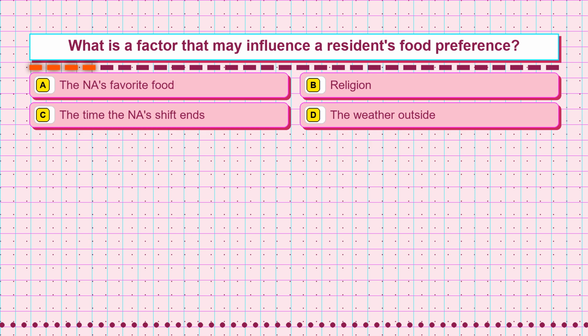Question 41. What is a factor that may influence a resident's food preference? Option A. The NA's favorite food. Option B. Religion. Option C. The time the NA's shift ends. Option D. The weather outside.